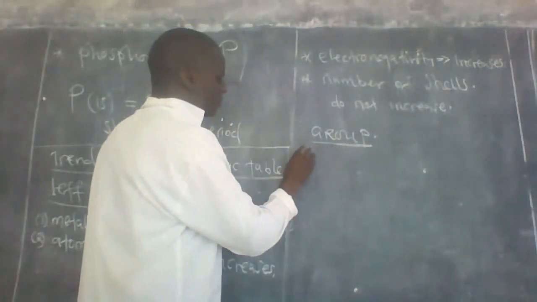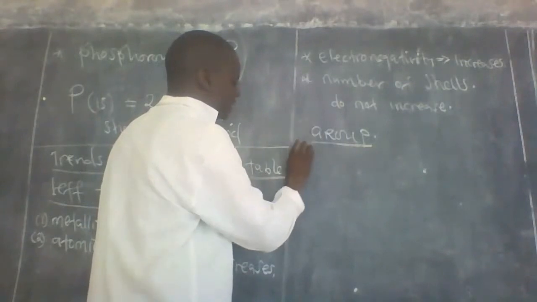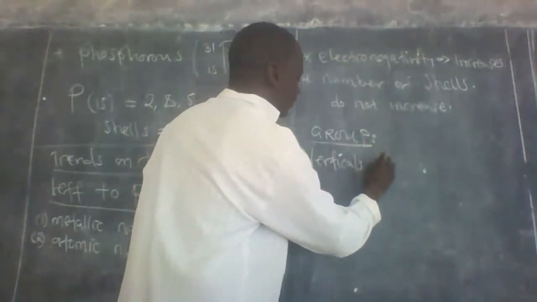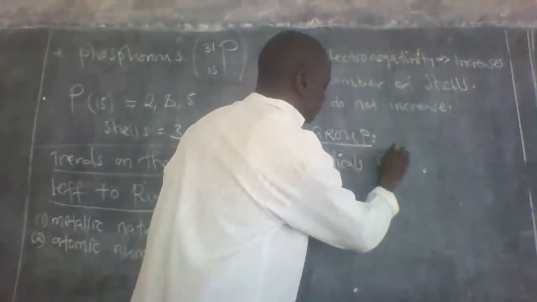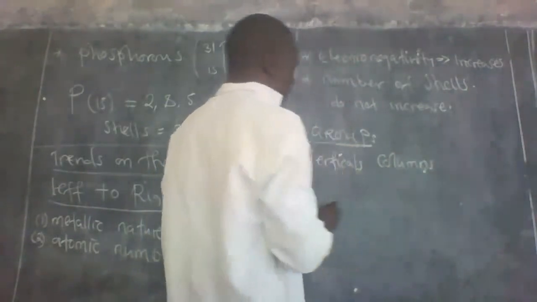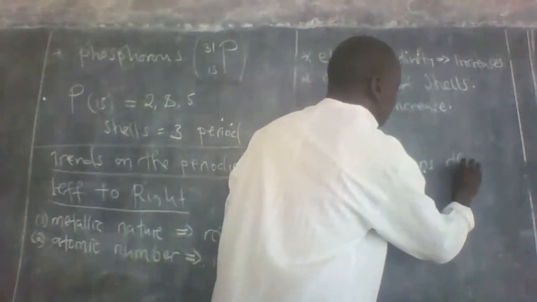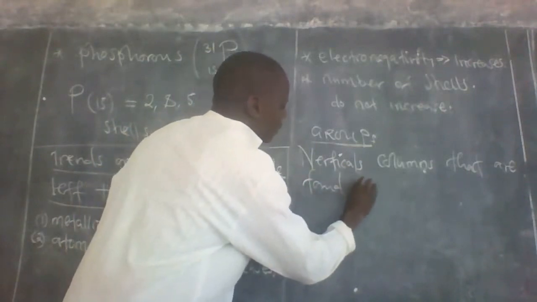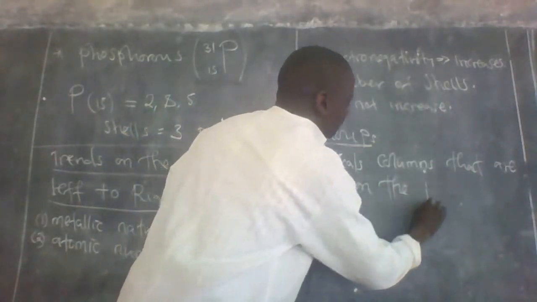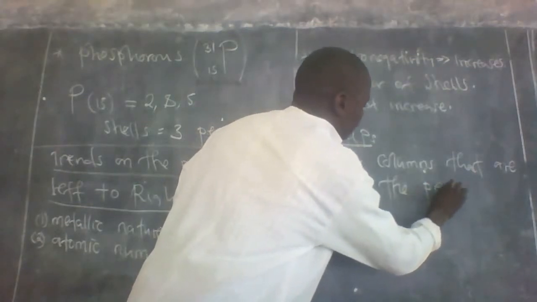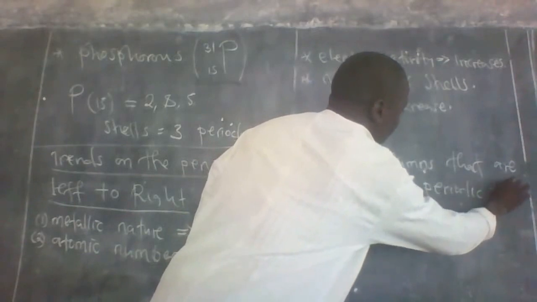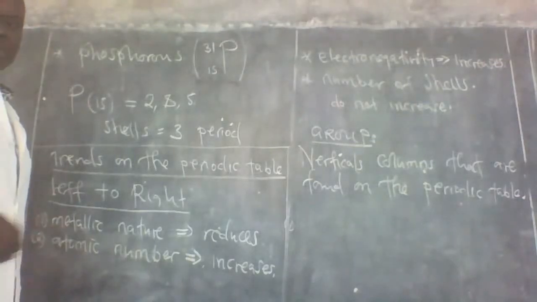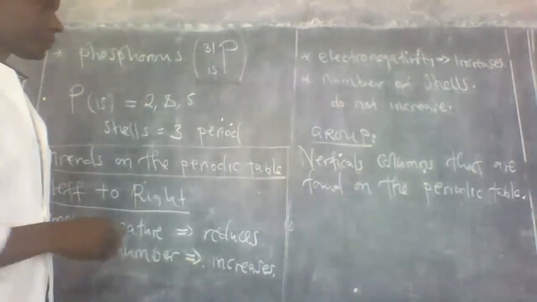So what is a group? Groups are vertical columns. These are vertical columns that are found on the periodic table.